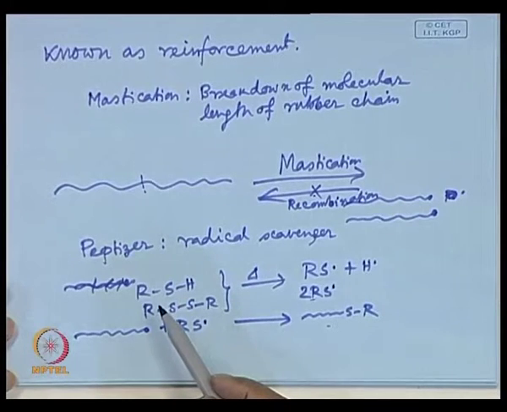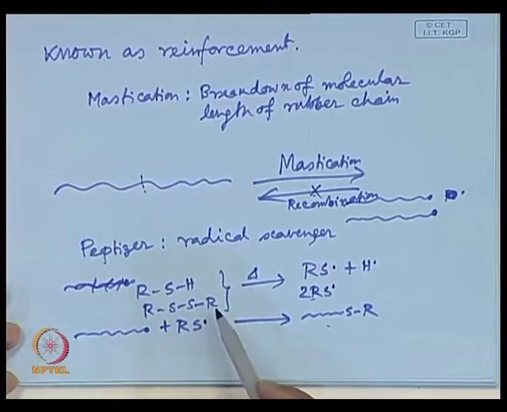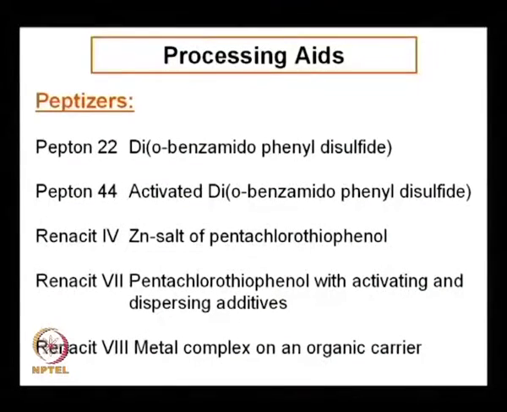Here you see the chemical compounds: diorthobenzamidophenyl disulfide, activated diorthobenzamidophenyl disulfide, or zinc salt of pentachlorothiophenol, with activating and dispersing additives, metal complex on an organic carrier. These are actually used as peptizer molecules, commercially available in the market.